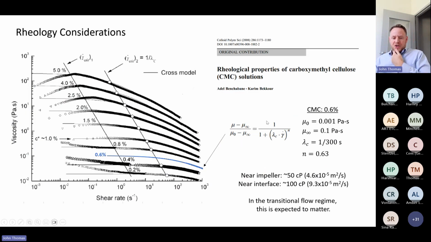Now, if we're going to model this, understand it and engineer it, we've got to get the rheology characterized. Luckily, CMC is pretty common.